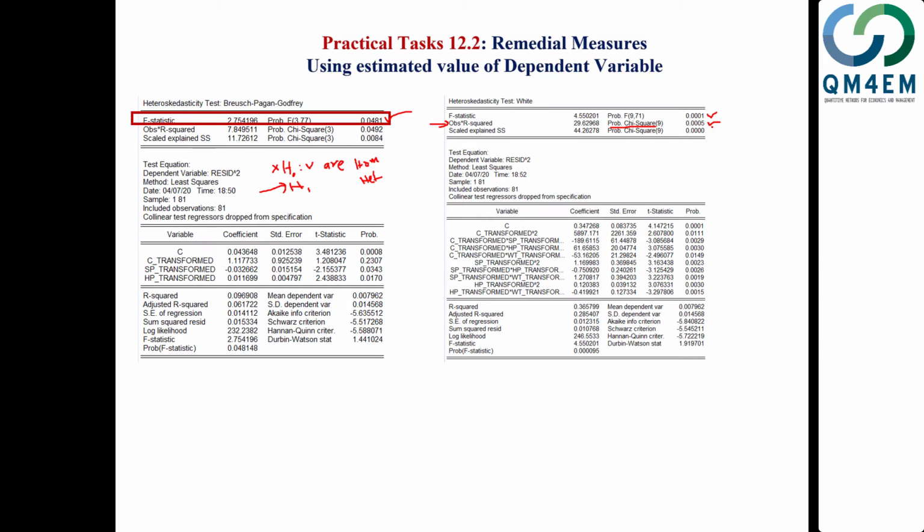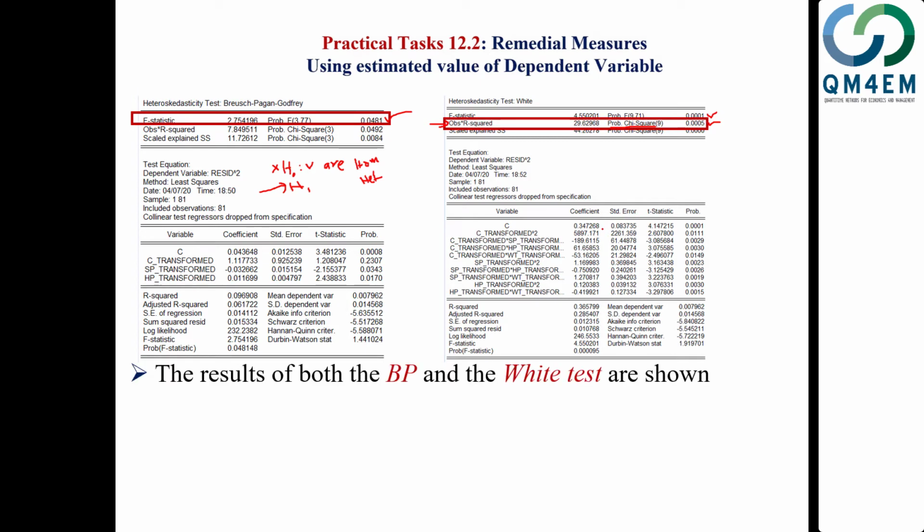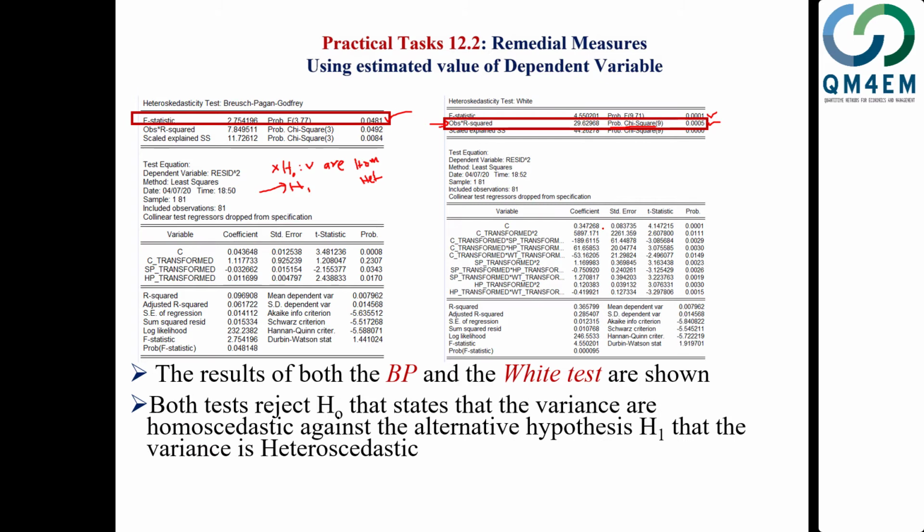As we can see, in both cases H0 is rejected, which says that the variances are homoscedastic, in favor of the alternative hypothesis that these are heteroscedastic variances. So the conclusion is that although we applied one of the transformation methods, the problem of heteroscedasticity is still there. The problem is not solved.